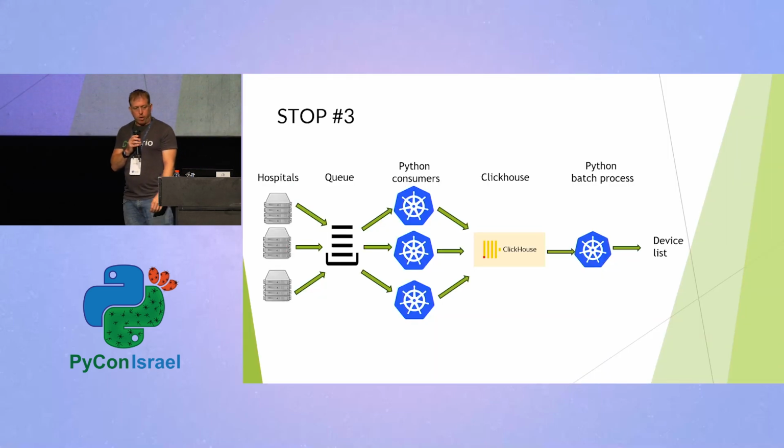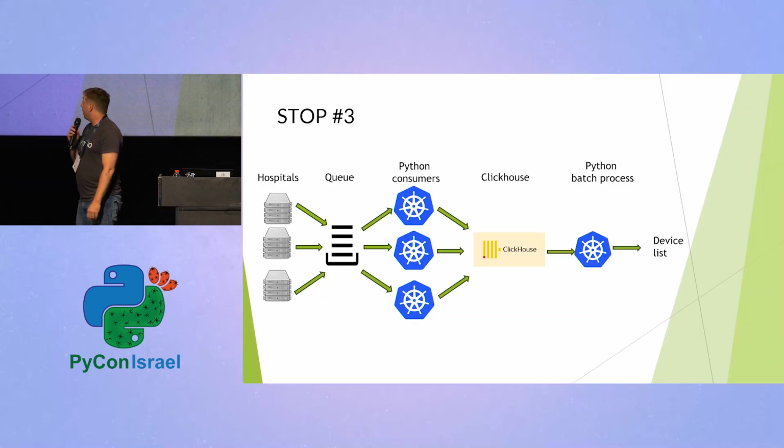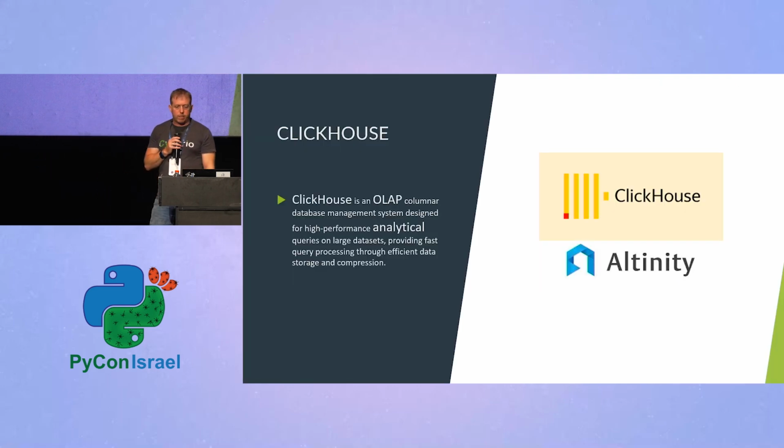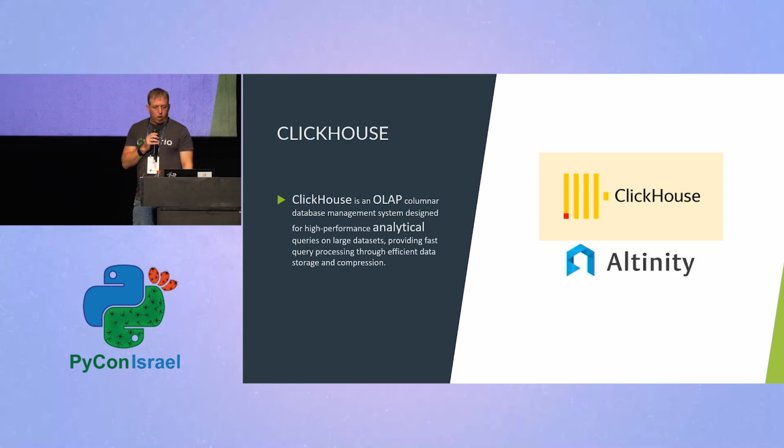Where do we move on? The last stop is ClickHouse. I don't know if you know ClickHouse. ClickHouse is an OLAP database. It does high-performance analytical queries, and it provides fast processing and efficient storage and compression.